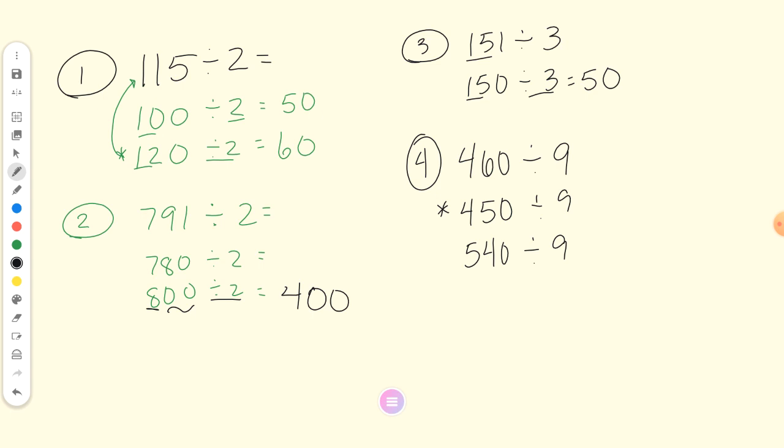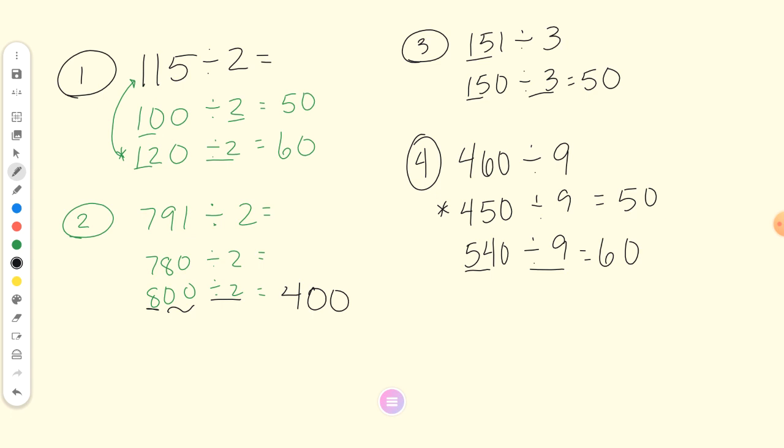Noelle, what is 450 divided by 9? 50. Tyson, what's 54 divided by 9? 6, and then we'd add our 0. Okay, so yes, 450 divided by 9 equals 50 is the best estimate, but that means this one, if I found the actual, it would be between 50 and 60.